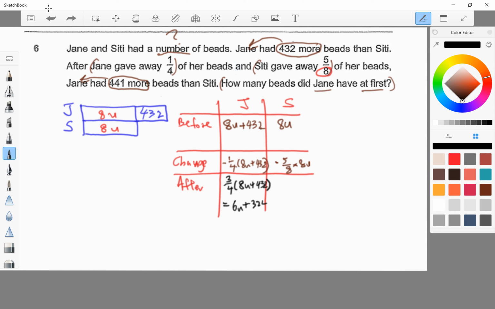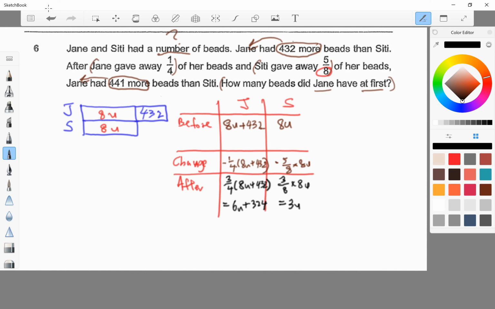Alright. And if Siti gave away 5 out of 8 of her bits, Siti will be left with 3 out of 8 of her bits. So what is 3 out of 8 of 8 units? This will be none other than 3 units. Alright. So it was mentioned that Jane had 441 more bits than Siti.